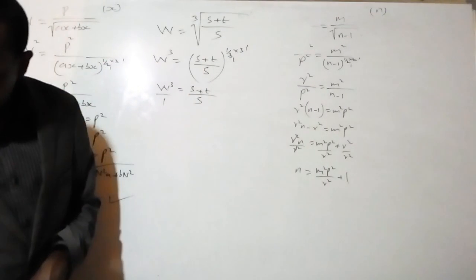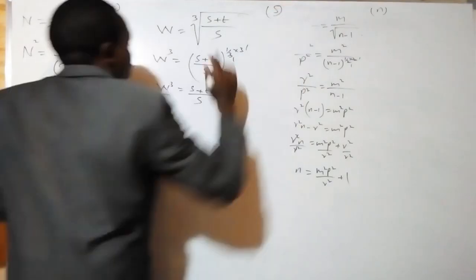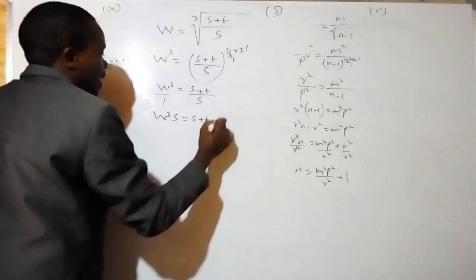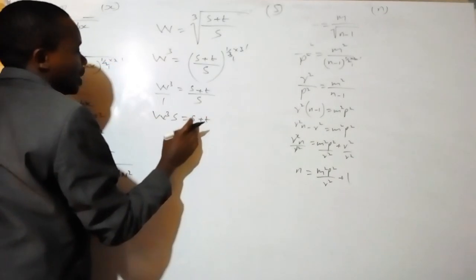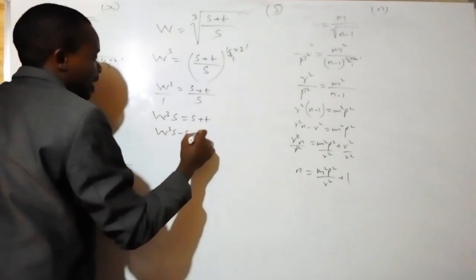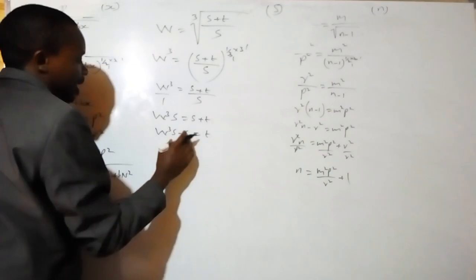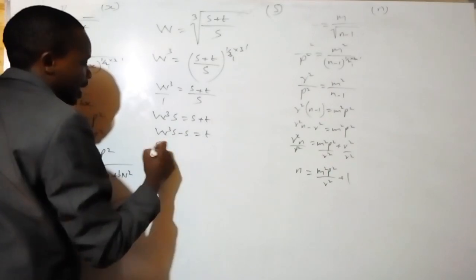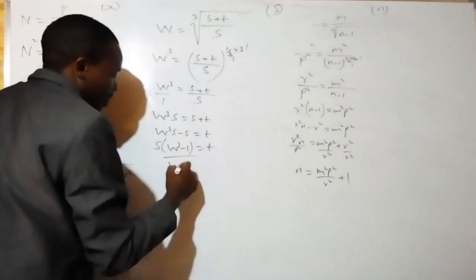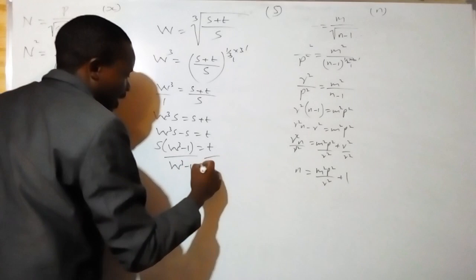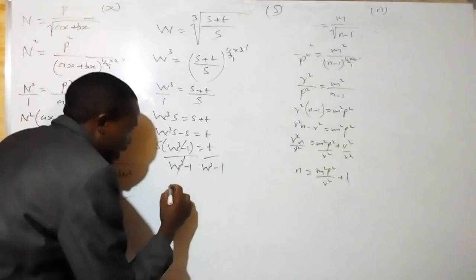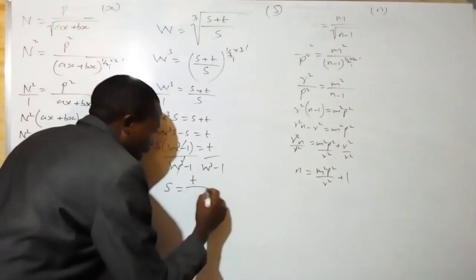W cubed s is equals to s plus t. Our s terms, we take them from right to left: W cubed s minus s is equals to t. Then, common factor, I can see s, you take s outside the bracket: s times W cubed minus 1 is equals to t. Dividing by W cubed minus 1, it cancels out like that. Then your correct answer is s is equals to t over W cubed minus 1. Good.